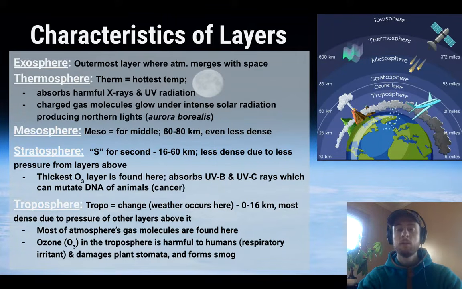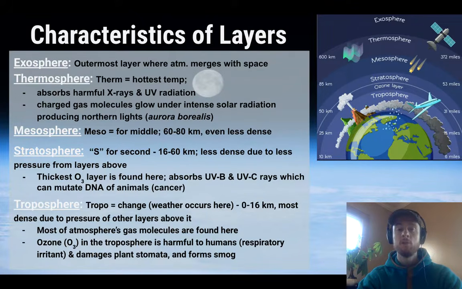And it's important to point out here that with each layer up we move in the atmosphere, the gas molecules get less and less dense as they're further from Earth, and there's also less mass from layers above them pushing them down. Then above the mesosphere, we have the thermosphere, and I like to remember that therm refers to heat, and this is the hottest layer.